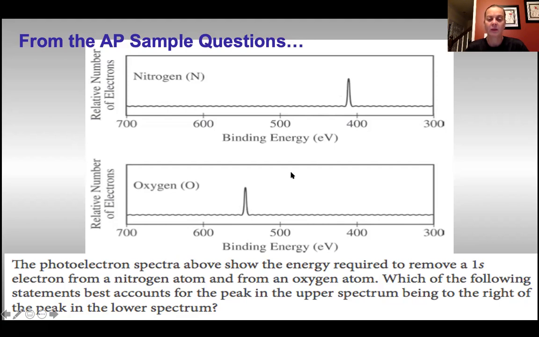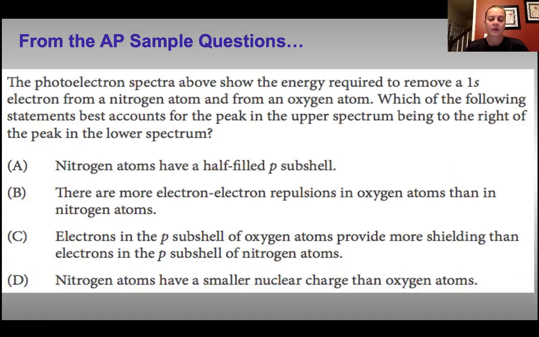Well, let's think about what we know about nitrogen and oxygen. Nitrogen has 7 protons, oxygen has 8 protons. Nitrogen has the same amount of shielding as oxygen because they're in the same period. So that means that there's a greater effective nuclear charge for oxygen than there is for nitrogen. So let's see what we can find in terms of our multiple choice questions.